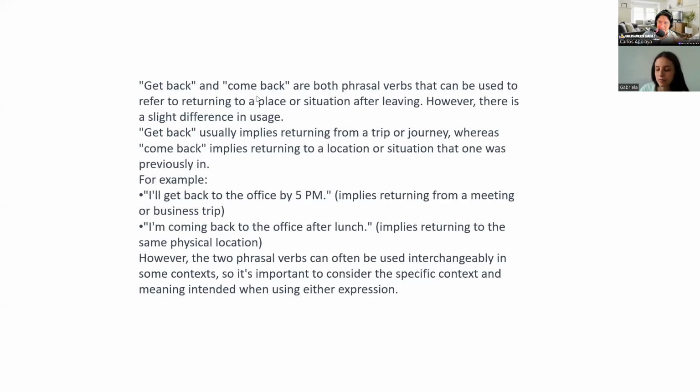Focus on this part. We have get back and come back. Both are phrasal verbs that can be used to refer to returning to a place or situation after leaving. However, there is a slight difference in usage. Get back usually implies returning from a trip or journey, whereas come back implies returning to a location or situation that one was previously in. Repeat. Get back implies returning from a trip or a journey.